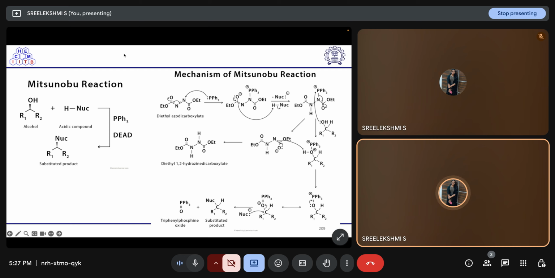So this is the mechanism. So what is happening first? This PPh3 will attack over this nitrogen, and this bond will shift over here, and this oxygen bond will shift to this oxygen. So that will form this intermediate. Then when this oxygen lone pair comes back, this double bond will take the proton of the other reactant and it will form this intermediate.